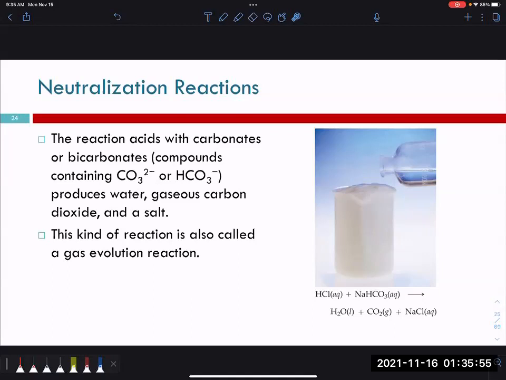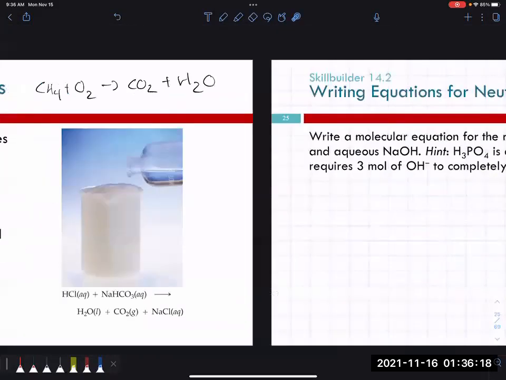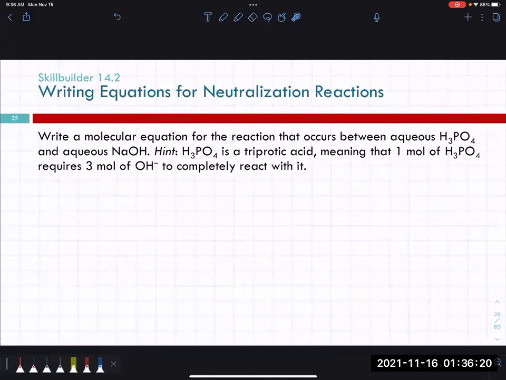You wouldn't technically think of, if you burn something, like if we had CH4 plus O2, it does produce CO2 gas plus H2O gas, but we don't generally think of that as a gas evolution reaction. It's usually these two liquids being mixed together. We don't have to worry about that much though. Don't worry about that for this class.